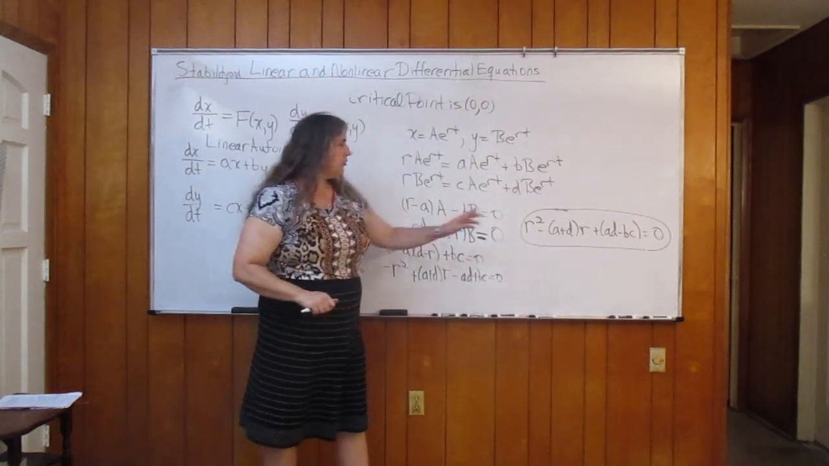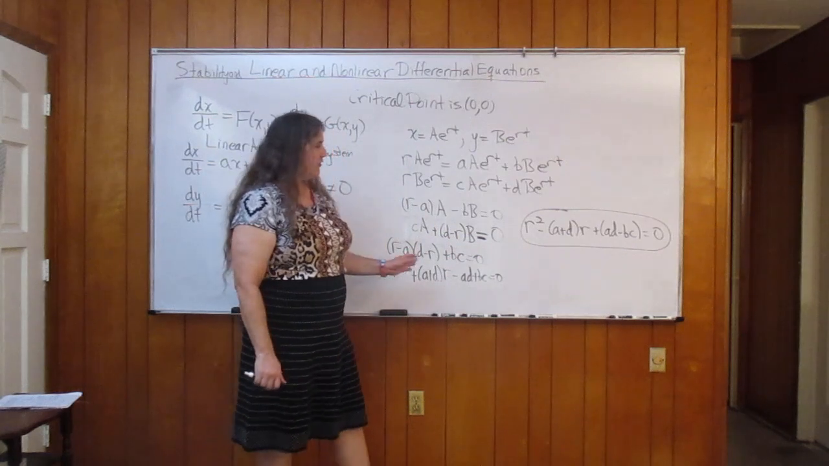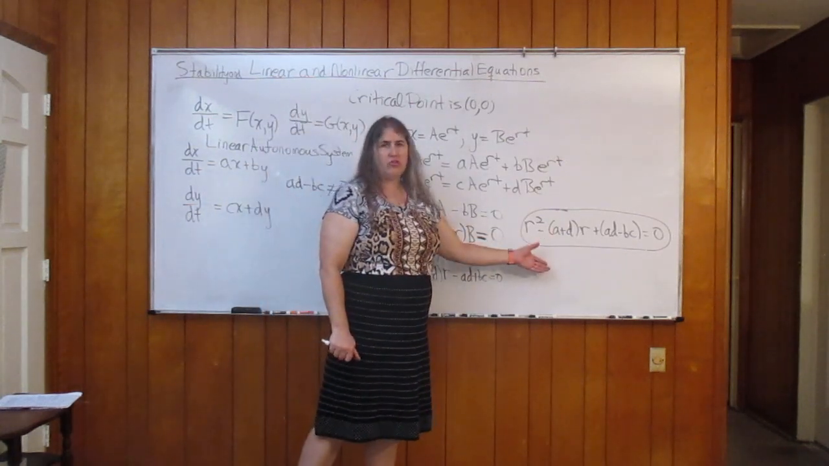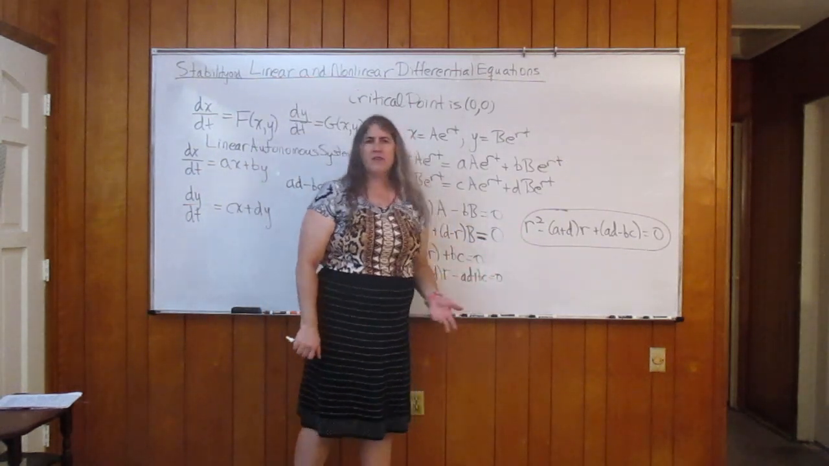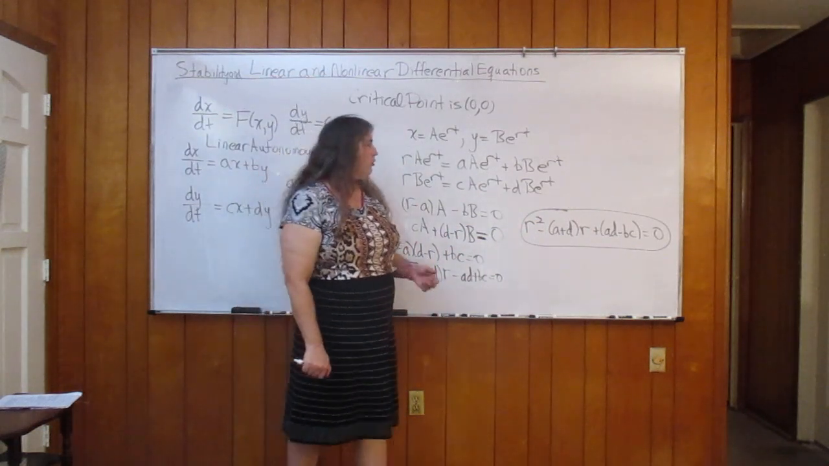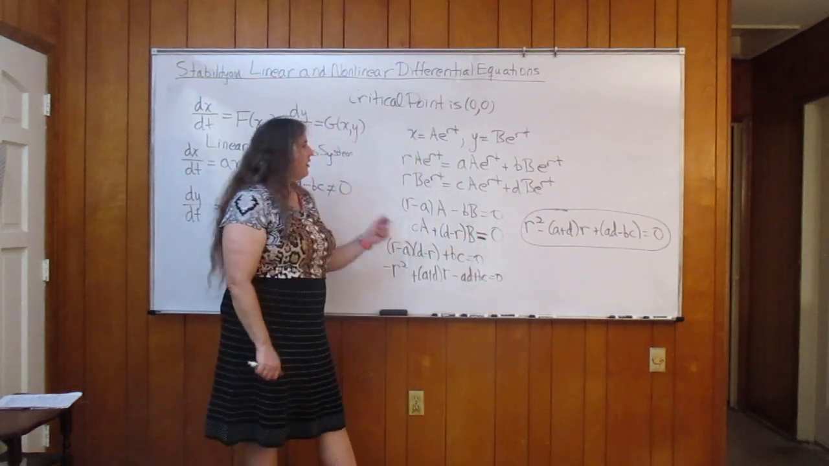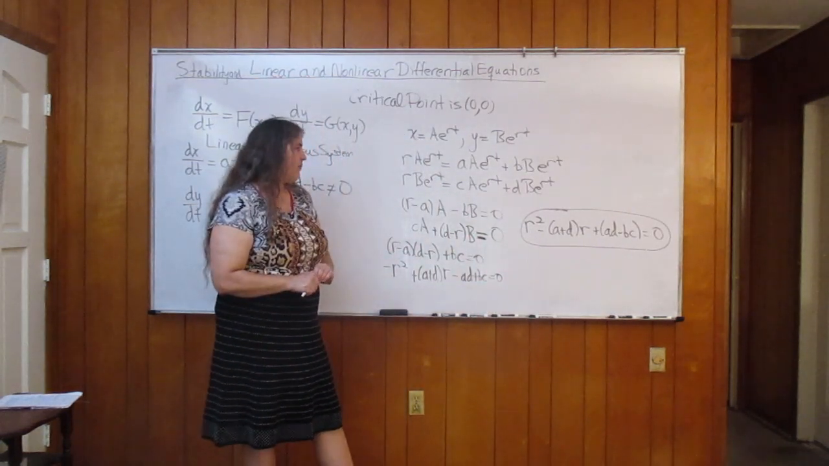So r is going to be a solution to this characteristic equation, and as we'll see, by determining what kinds of solutions we get, in other words, are they positive, are they the same, are they negative, are they complex, are they purely imaginary, you'll be able to determine what kind of critical point the solution is going to have.